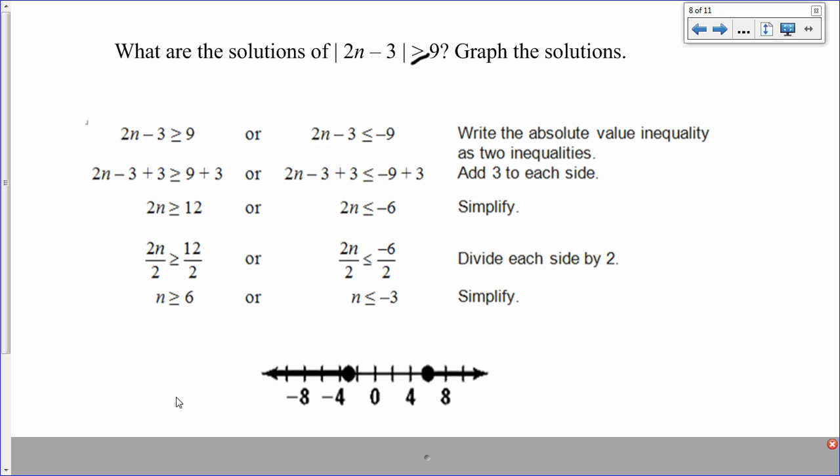You always want to double check just to make sure. So you can take a number like negative 10, plug it in here. 2 times negative 10 minus 3 is negative 23. The absolute value of negative 23 is 23, so it is greater than or equal to 9. On this side, we can take 8. 2 times 8 is 16, minus 3 is 13. The absolute value of 13 is 13. And 13 is in fact greater than or equal to 9.